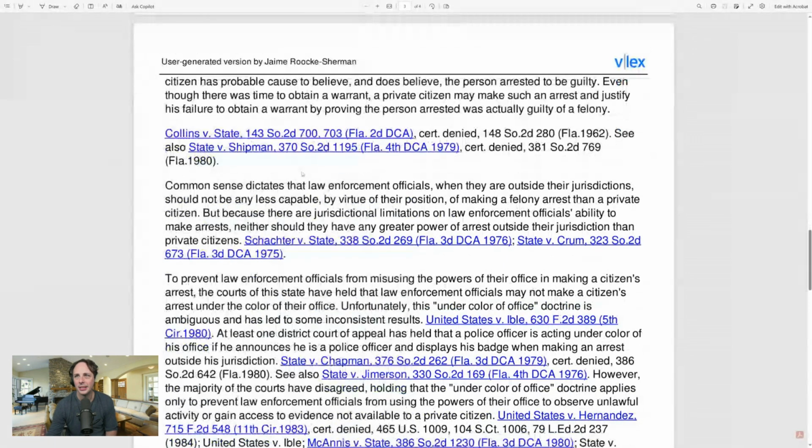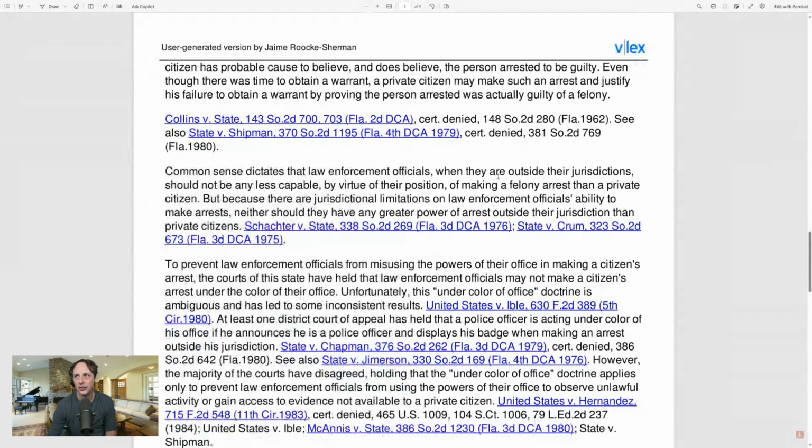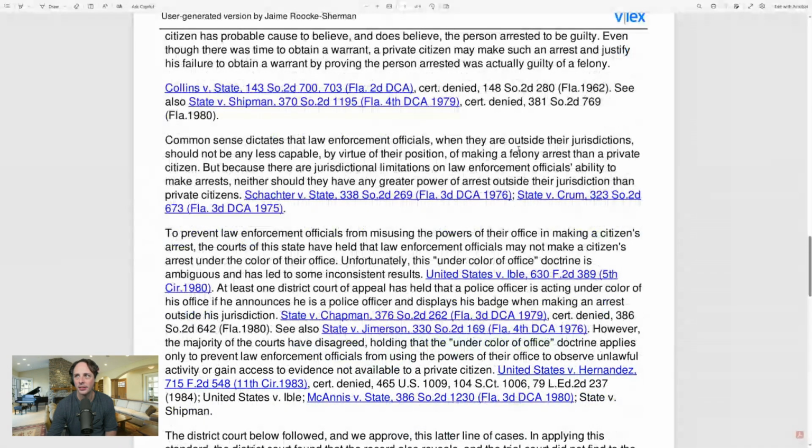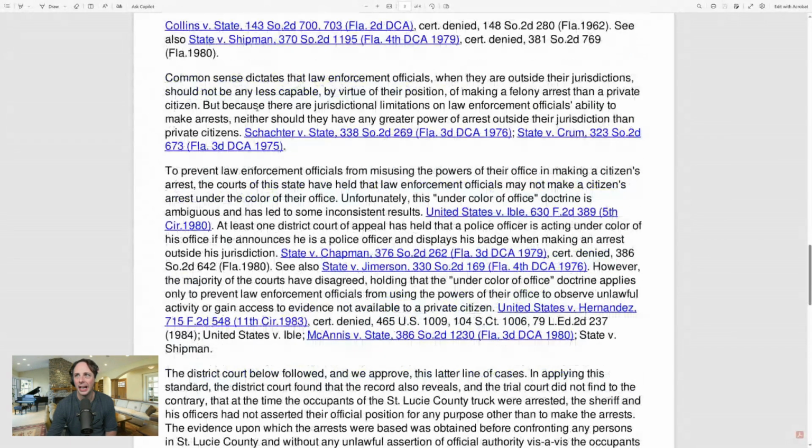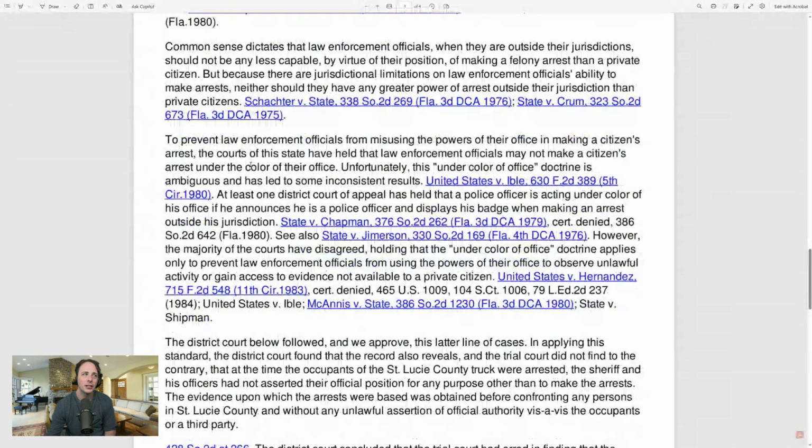So it says, common sense dictates that law enforcement officials, when they are outside their jurisdiction, should not be any less capable by virtue of the position of making a felony arrest than a private citizen. But because there are jurisdictional limitations on law enforcement officials' ability to make arrests, neither should they have any greater power of arrest outside their jurisdiction than private citizens. So again, officers could potentially make an arrest, but they have to follow the same rules as a private citizen when they're outside their jurisdiction.